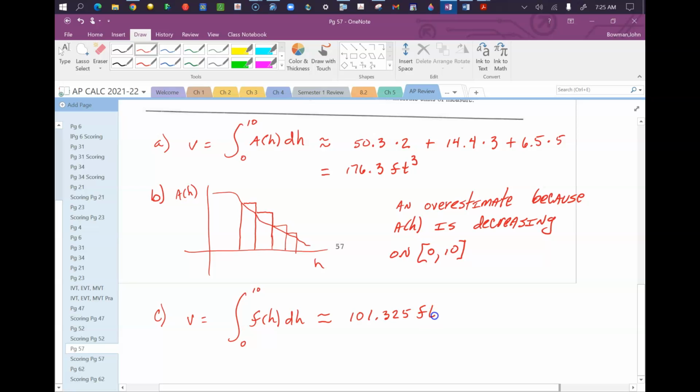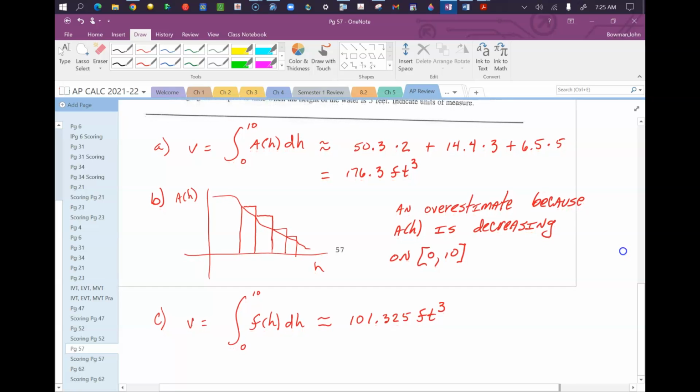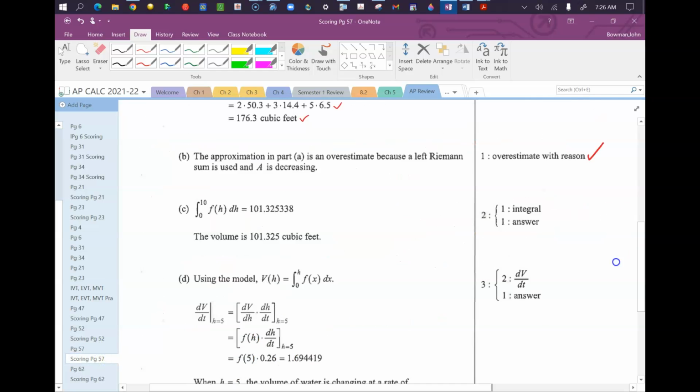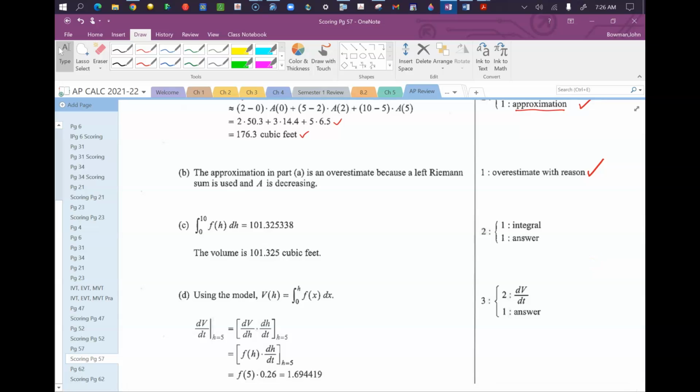101.325 feet cubed. Remember we needed to have units on parts A, C, and I believe it was D. So we've got our units, and essentially we've got 2 points, one for the integral, one for the answer. You can't just put an answer down without showing your work, even though you're allowed to use a calculator.